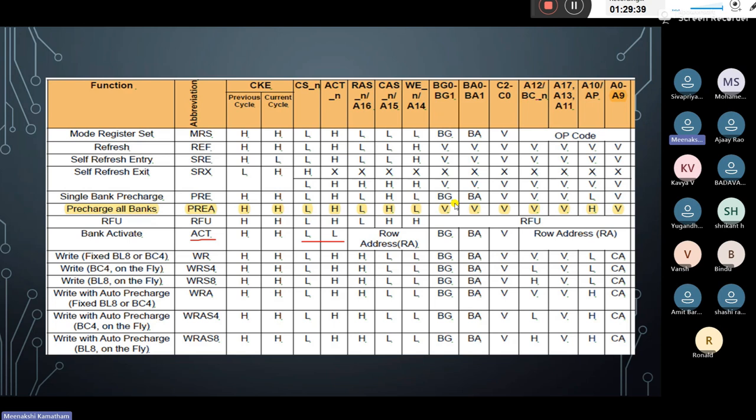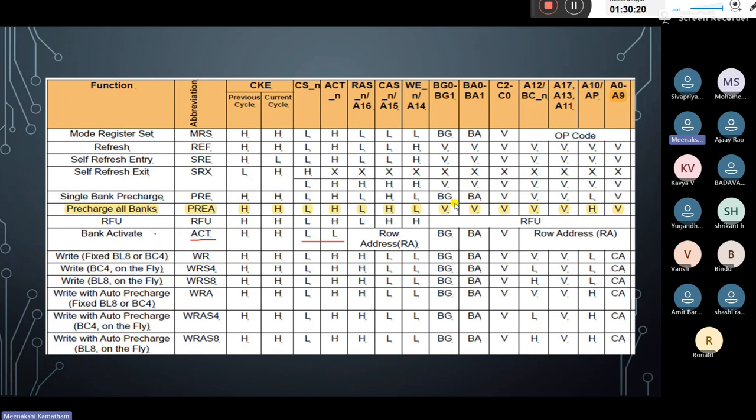This is A12 or BC. This is a burst stop. BC is nothing but burst stop. Based on the burst, we are using this signal. And A17, A13, A11 are the address signals only, and A10 is AP. AP is nothing but the auto precharge. And here the main thing is precharge should occur. I will explain while going to the timing diagrams. Auto precharge means every time we never want to precharge manually. After completion of one command, again it comes to the auto precharge. And A0 to A9 are the address signals.